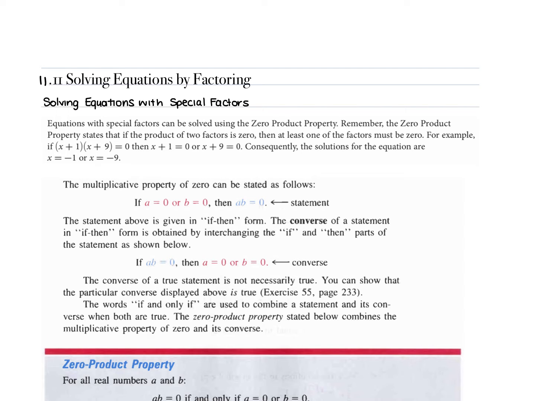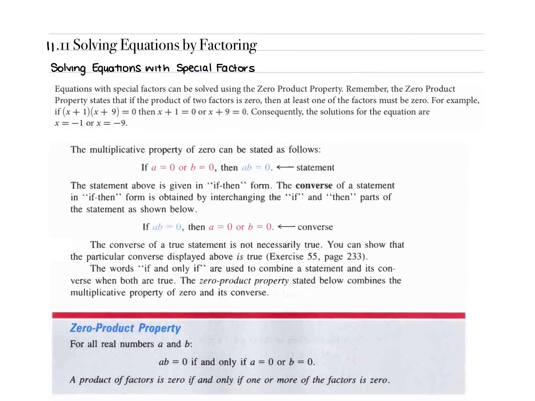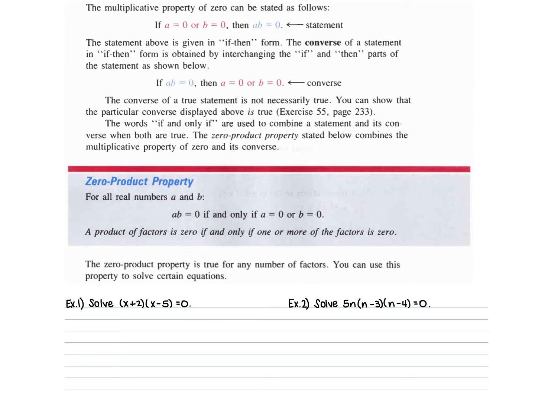1111 goes over solving equations by factoring. When we solve these equations by factoring, you want to go through every single type of factoring there is.